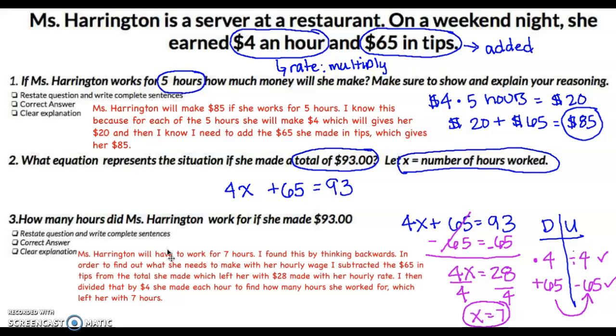Miss Harrington will have to work for 7 hours. I found this by thinking backwards. In order to find out what she needs to make with her hourly wage, I subtracted the $65 in tips from the total she made, which left her with $28 made by her hourly rate. I then divided that by the $4 she made each hour to find how many hours she worked for, which left her with 7 hours. So make sure to use this slide as a model when you're doing the next one on your own. Good luck!